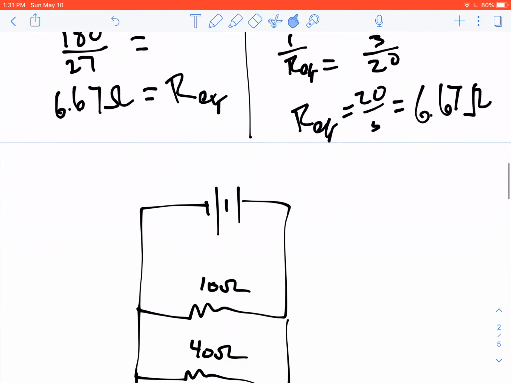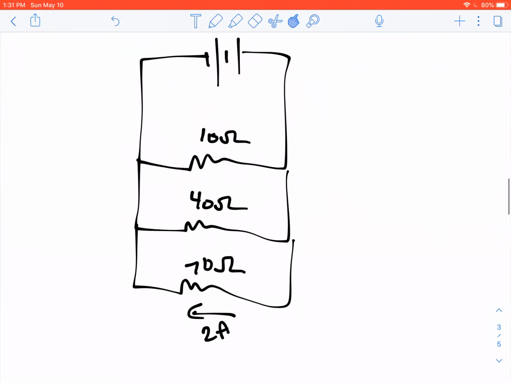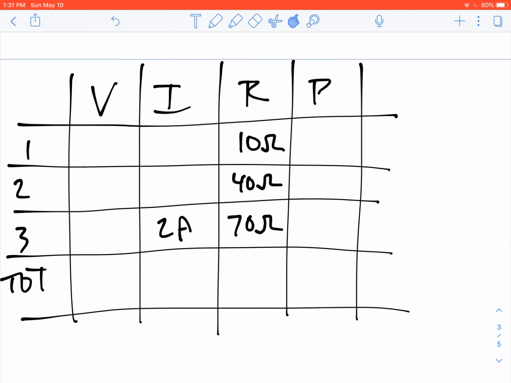All right, let's do a second one. We have a battery here, which is connected to three resistors, a 10 ohm, a 40 ohm, and a 70 ohm resistor. What we know is that the 70 ohm resistor has 2 amps flowing through it. So again, I've set up this particular problem in a matrix. We've got the 4 columns, and we've got the 3 resistors, the 10 ohm, the 40 ohm, and the 70 ohm resistor, and we've got the 2 amps flowing through the third resistor.